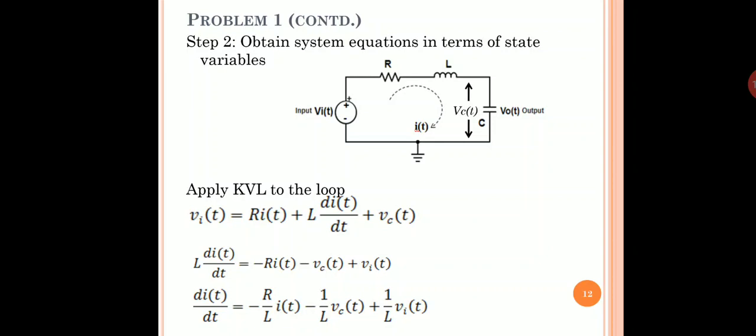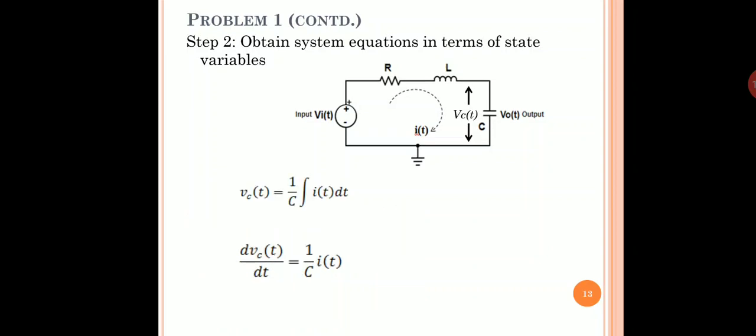Next, I need to write one more equation, again in terms of state variables. So how do we decide whether to apply KVL or KCL? It all comes by practice. When you solve more and more problems, you will understand how to get the equations. Here in this case, I'll write an equation for Vc. Vc is nothing but the voltage across the capacitor, which I can write as 1/C integration of i(t) dt. But what I need in x dot is the second element, dvc/dt.